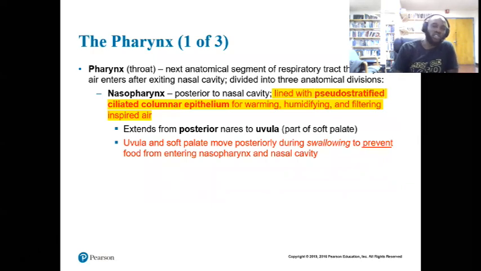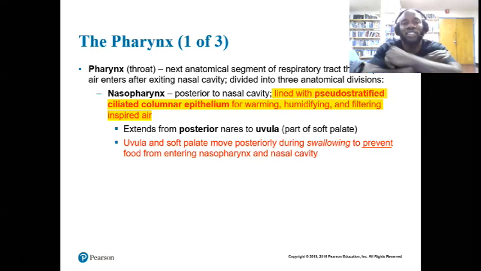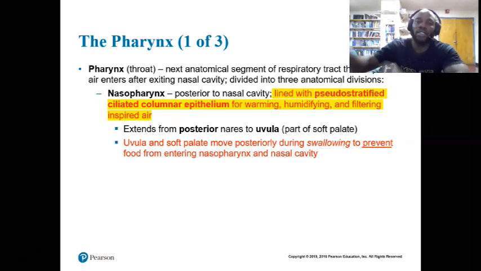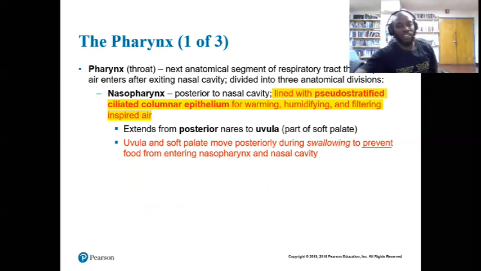Your pharynx is what is known commonly as your throat, which is the next segment of the respiratory tract. So air comes in your nares into your nasal cavity, and then it goes into your throat, into your pharynx, which is divided into three different divisions: the nasopharynx, the part closest to your nasal cavity, and that is lined with, again, pseudostratified ciliated columnar epithelium, with the purposes again for warming, humidifying, and filtering the inspired air.